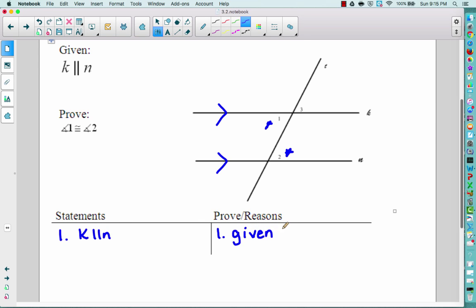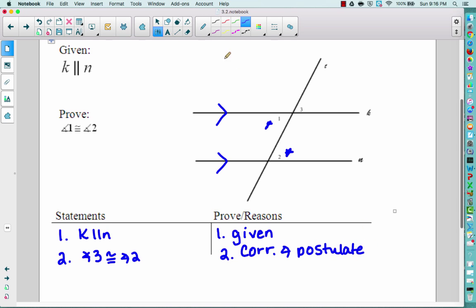All right, now we just learned our first postulate that told us if two parallel lines were cut by a transversal, then corresponding angles were congruent. So based on the fact that corresponding angles are congruent, I can say that angle 3 is congruent to angle 2. And the reason would be the corresponding angle postulate.